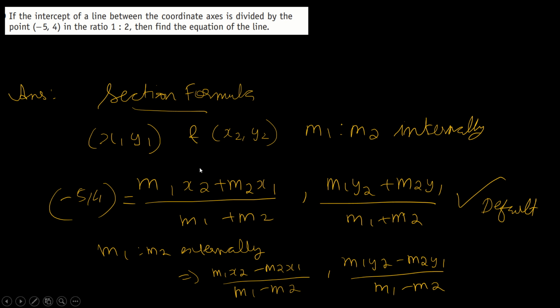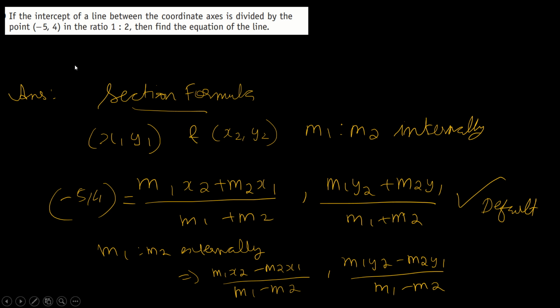Firstly, in this question I have explained the section formula, that is, the coordinate of a point dividing the line joining x1 y1 and x2 y2 in the ratio m1 is to m2 internally is (m1 x2 plus m2 x1) by (m1 plus m2). For the y coordinate it will be (m1 y2 plus m2 y1) by (m1 plus m2). This is for the internal case. For the external case, it is the same equation but with a negative sign between. If the question does not mention internally or externally, we take the default equation as this.